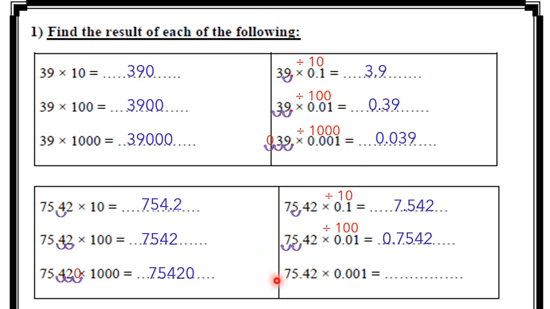75.42 times 0.001. This is also a crazy decimal. This means divided by 1000. So I will move the decimal point 3 places. 1, 2, 3. Then I stop. Here an empty place, so I will replace it by 0. So the answer is 0.07542.